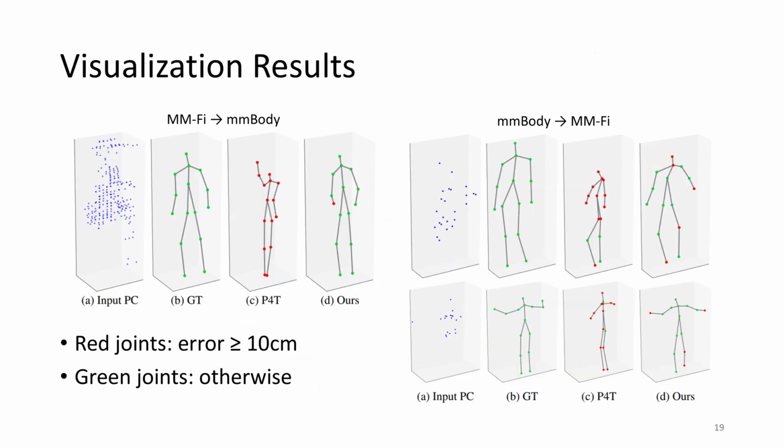The visualization results further confirm the quantitative findings. In these examples, red joints indicate errors larger than 10 cm, while green joints indicate smaller errors. Compared with the baseline predictions, the model trained with EMDUL produces more accurate skeletons, especially in challenging cross-dataset settings such as mmPhi to mmBody and mmBody to mmPhi.